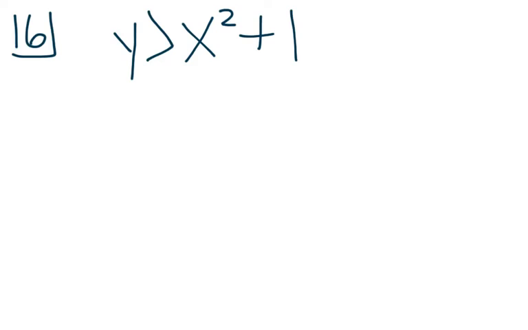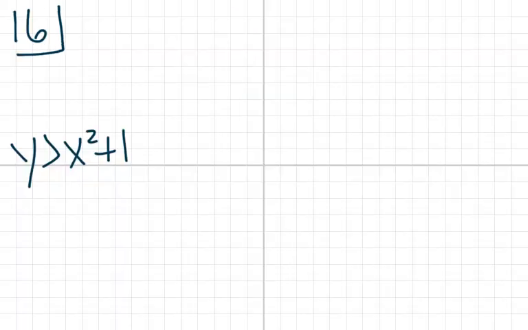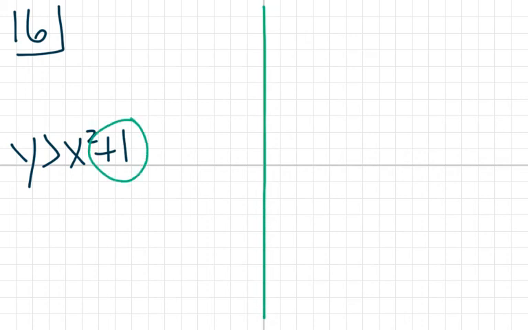Okay, so number 16, it wants us to graph each inequality. So y is greater than x squared plus 1, which is going to be a pretty simple one to graph because there's no middle term. There's no b, so the axis of symmetry is going to be 0. Okay, and since this is a plus 1, we know that the vertex is going to be at 1. So it's going to look like this.